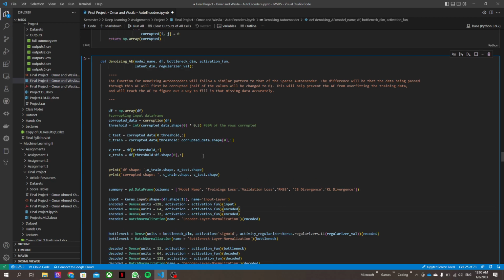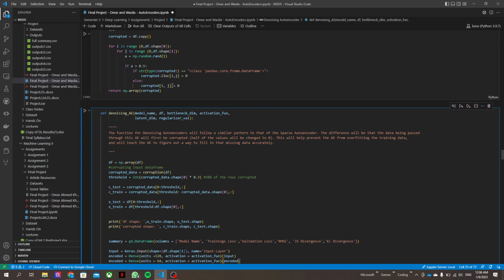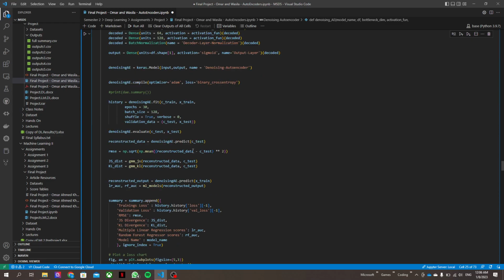So after you've gotten the corruption function aligned, then you pass that data onto the denoising autoencoder, which will once again learn to either keep or remove a few elements, as that's the purpose of it, and then it's going to do the same thing again, pass the training data through it, and then test it on the testing data.